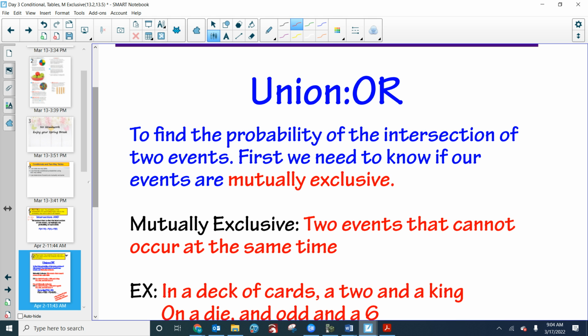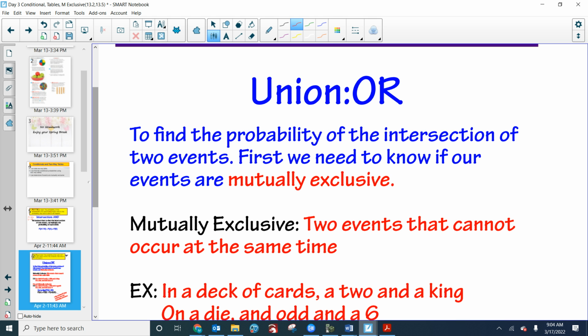Are hearts and kings in a deck of cards mutually exclusive? No, they share the king of hearts, correct? Is "or" like the dependent of...? Not quite.